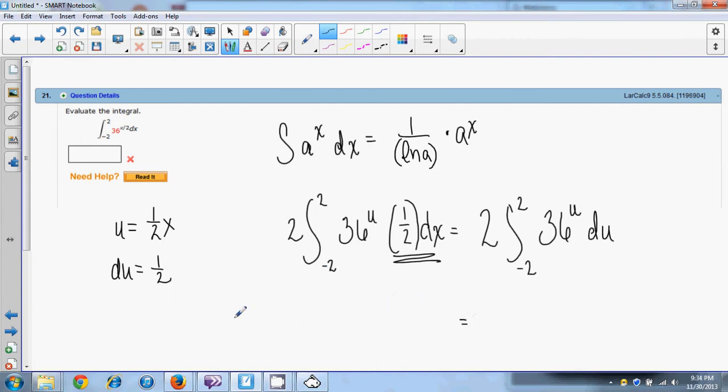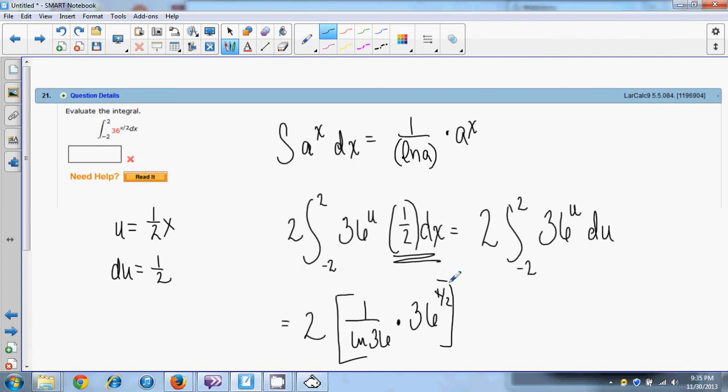So that means my antiderivative, I'm going to move that out of the way, because I got this 2 floating around on the outside, and then I'm going to need to do all of that other integral stuff and then multiply by a 2. It is going to be 1 over the ln of a, which is 36 times a to the u. Of course, u is 1/2 of x. Let's write him like that.